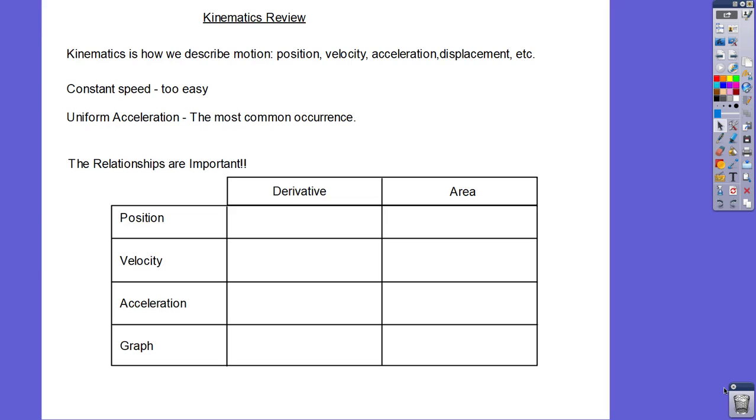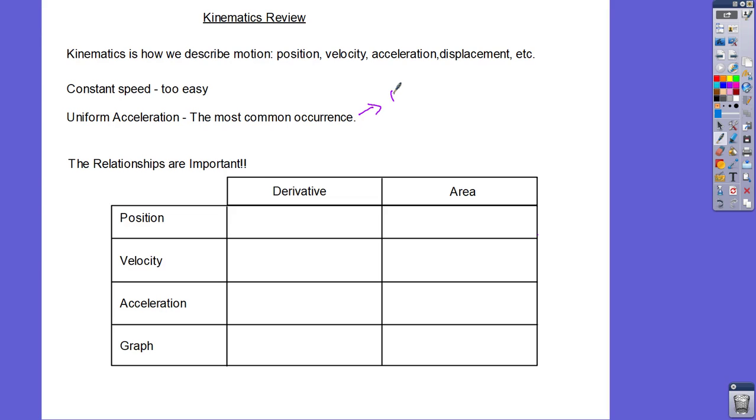So kinematics is how we describe motion: position, velocity, acceleration, all that stuff. The idea is if you know enough of those quantities at one point in time, you can figure out what other ones will be later. So constant speed is one thing, but it's really too easy for AP Physics. Uniform acceleration is the most common thing that we deal with. Those are the equations that are given on your formula sheet.